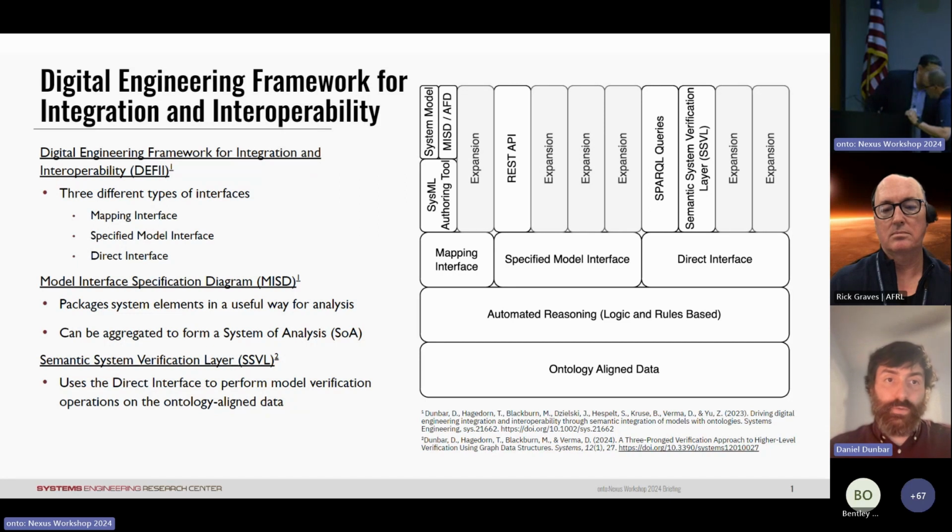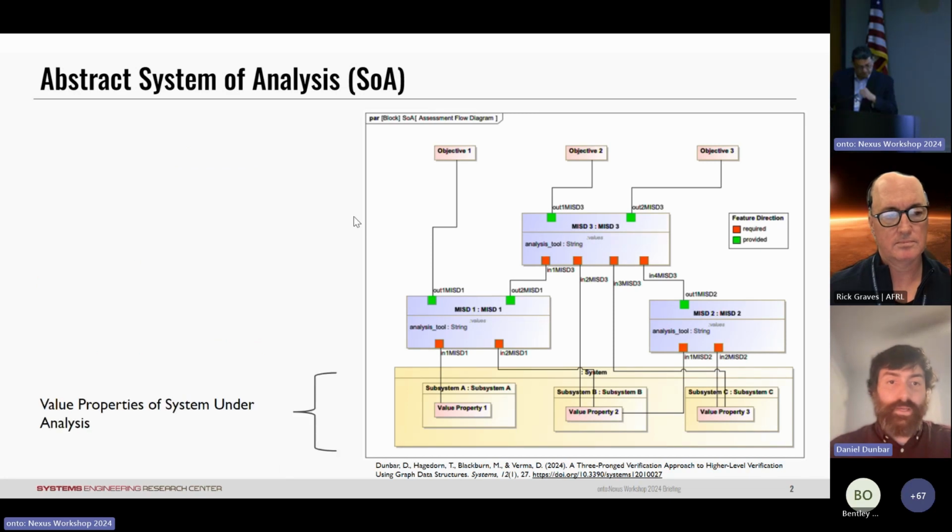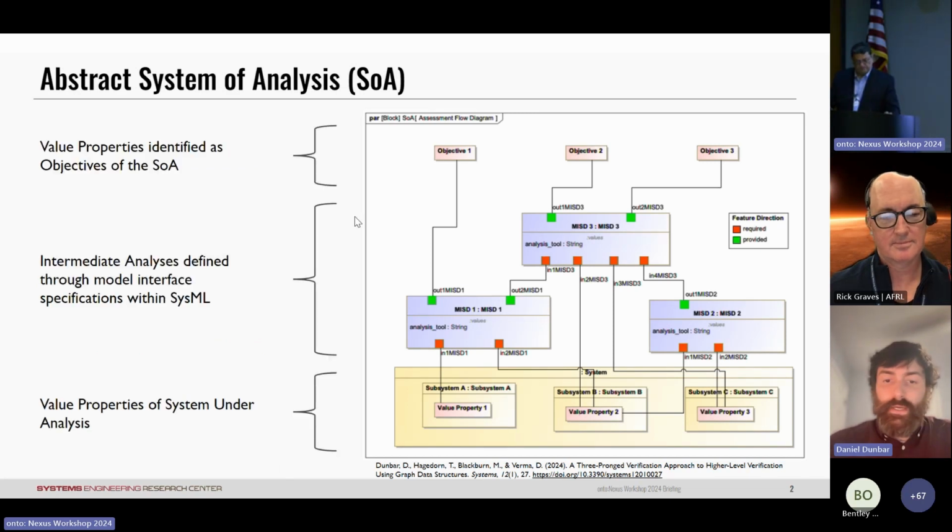And this is an approach that we've used for model verification, taking a look at models that are captured in ontology-aligned data and doing verification tasks based on a list of model requirements. So next slide, please. And this one has some animations you can just jump through.